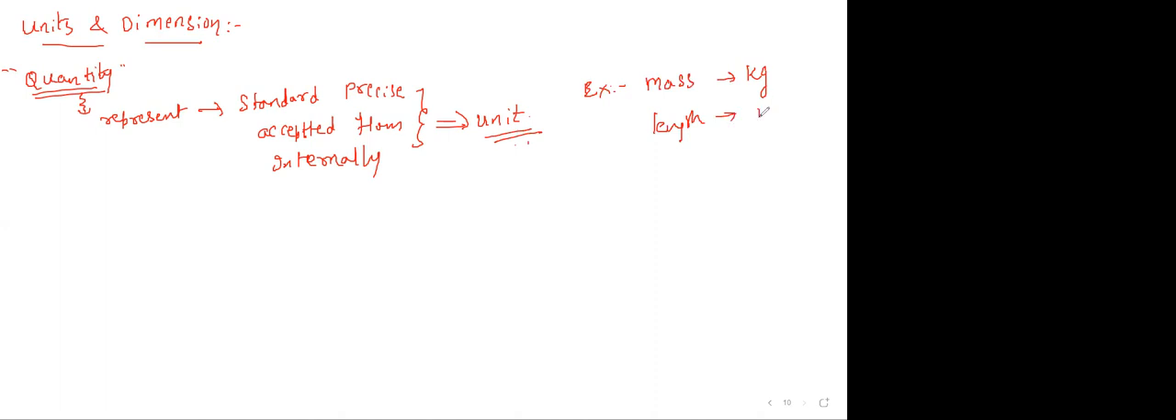for length we denote with meter, for time we denote with second. So these are the units which are internationally accepted from the system. That standard, precise, accepted measure from the international system is called the unit. So what is the unit of mass? Kg. What is the unit of length? Meter. What is the unit of time? Second. And these are the three quantities which never depend on other quantities.